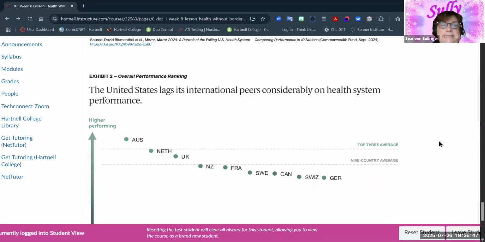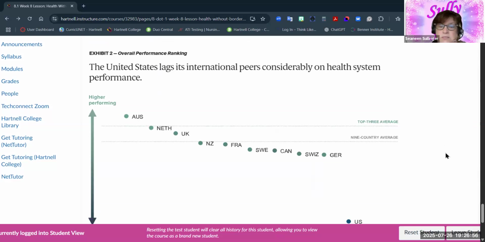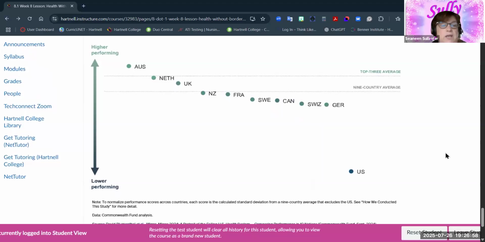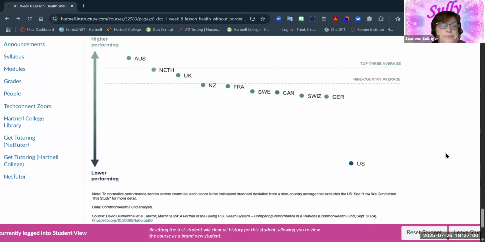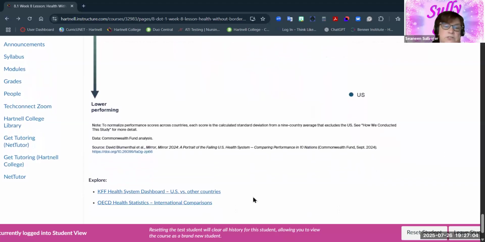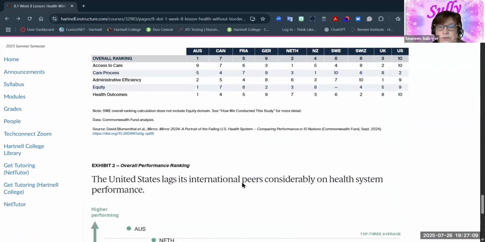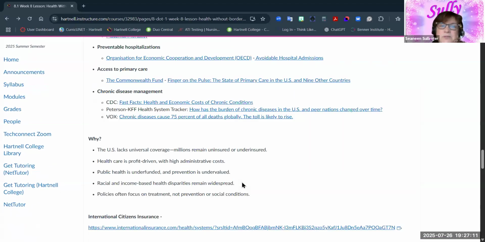The United States lags its international peers on health system performance, right? So the top 3 countries, that's their average. And these other countries, guess where the United States is? Boom. Way down here. And you can go to the source and see how they conducted the study. And this is just some other links that you can go to get more information. But I just think it's really eye-opening.